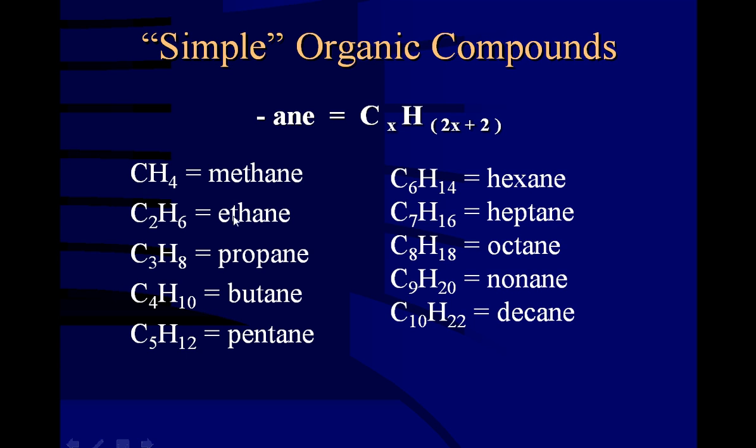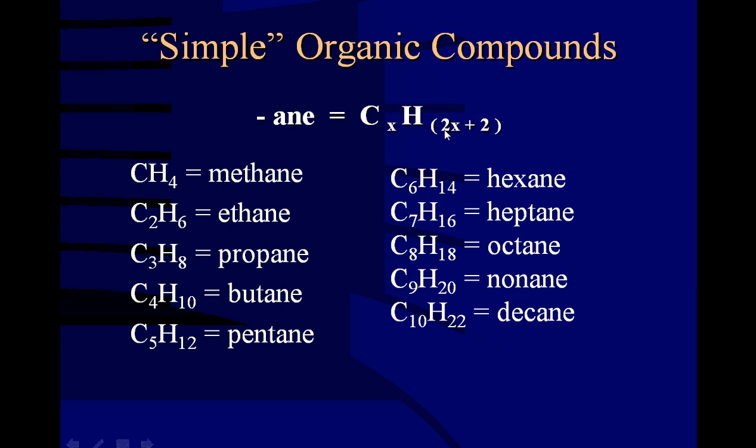Meth means I have 1 carbon. Eth means I have 2 carbons. Pro means I have 3 carbons. But means I have 4. Then once we get past 4, it jumps into our Greek prefix naming system. 5 penta, 6 hexa, 7 hepta, 8 octa, 9 nona, 10 deca. Okay? So that's the ane ending.